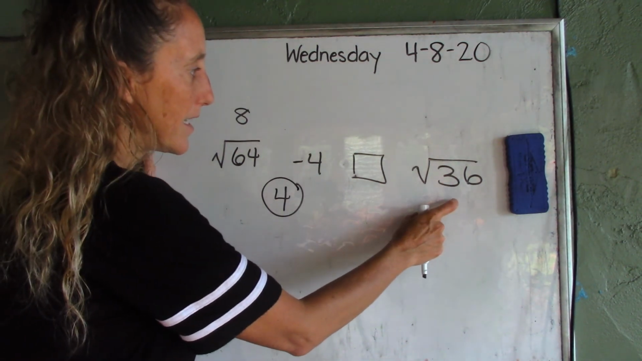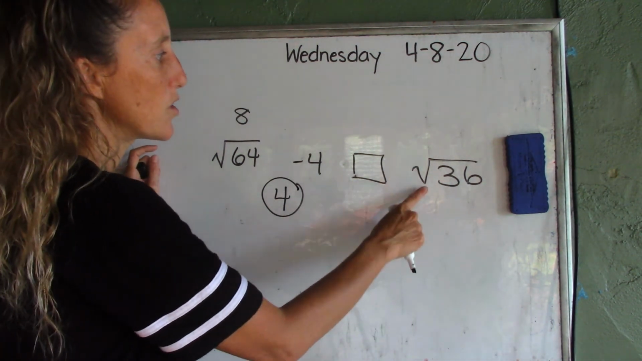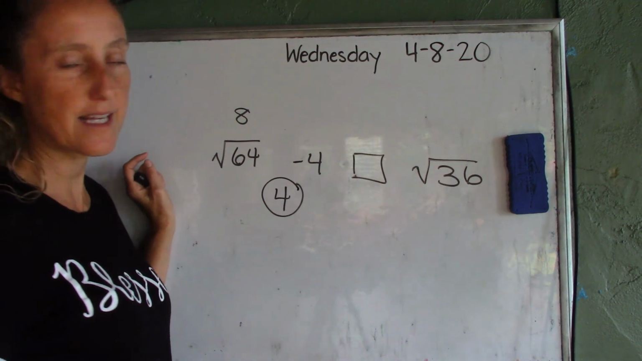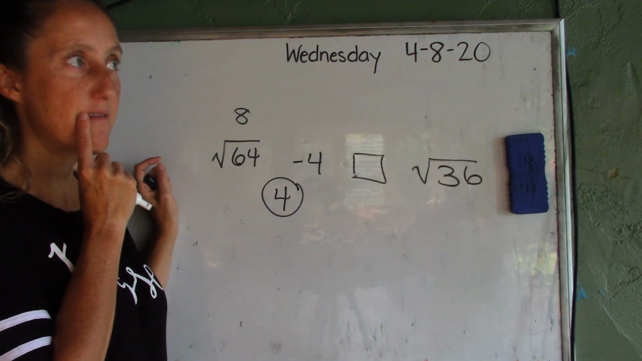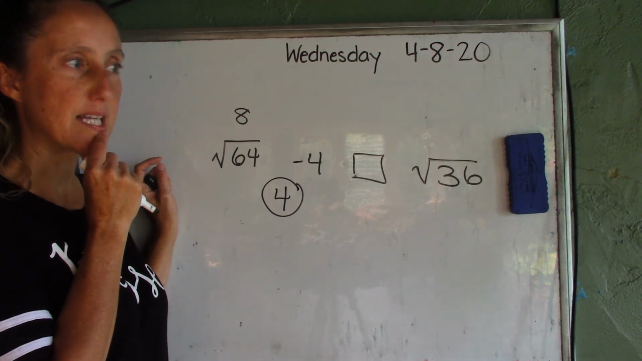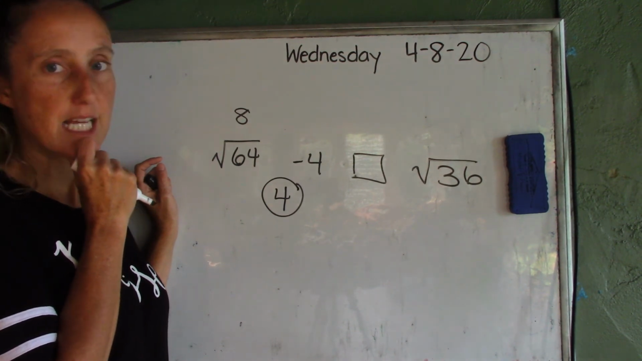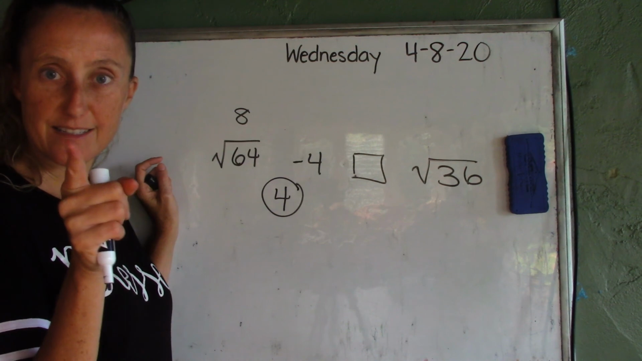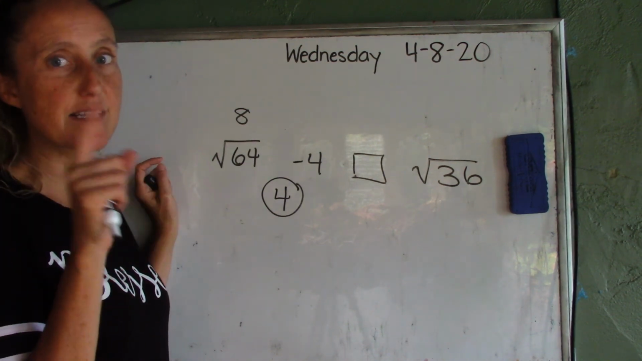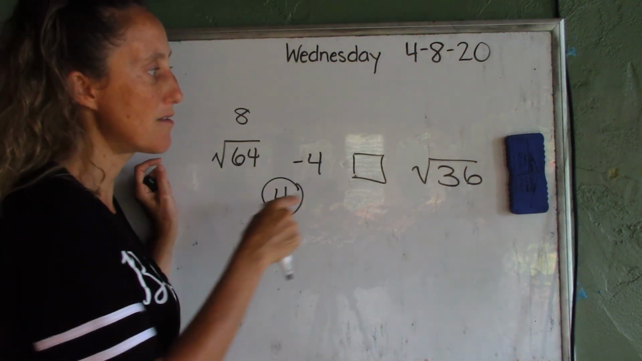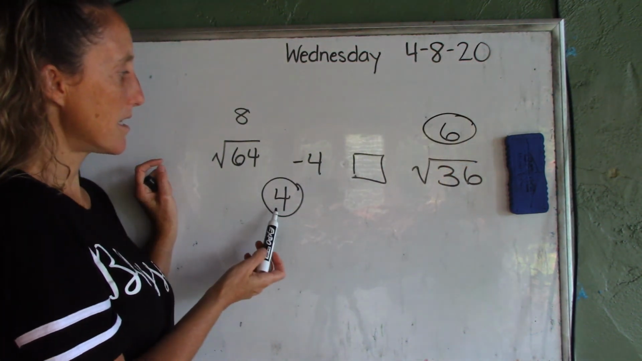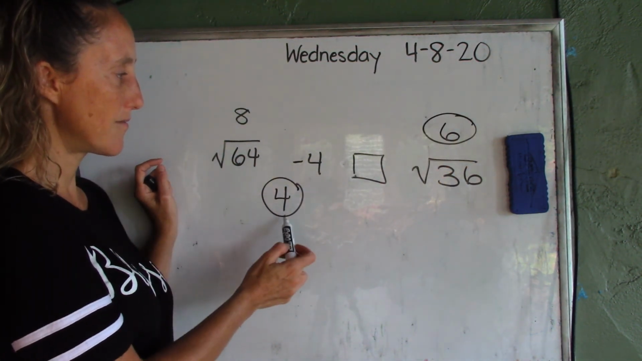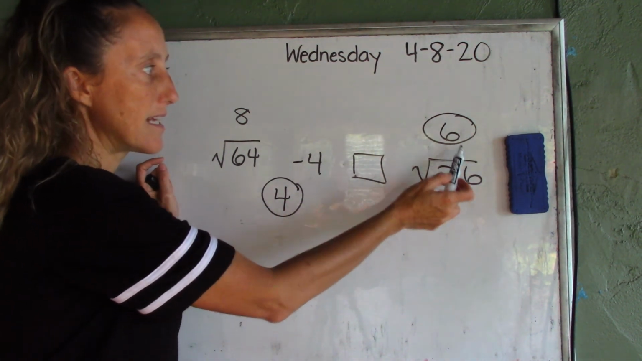Now we got to come over here and we have to figure out what is the square root of 36. Would it be 4 times 4? 5 times 5? 7 times 7? 6 times 6? 6 times 6, because 6 times 6 is 36, right? So the answer to this one is 6. So now we have to see the answer to this one. This side is 4. The answer to this side is 6.